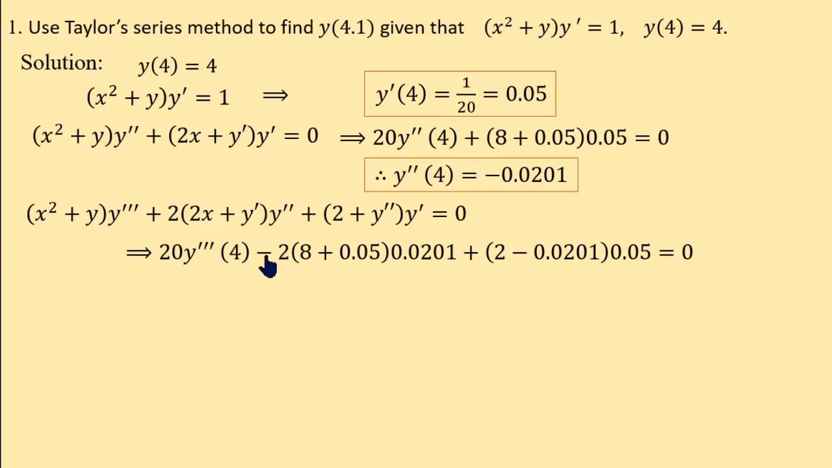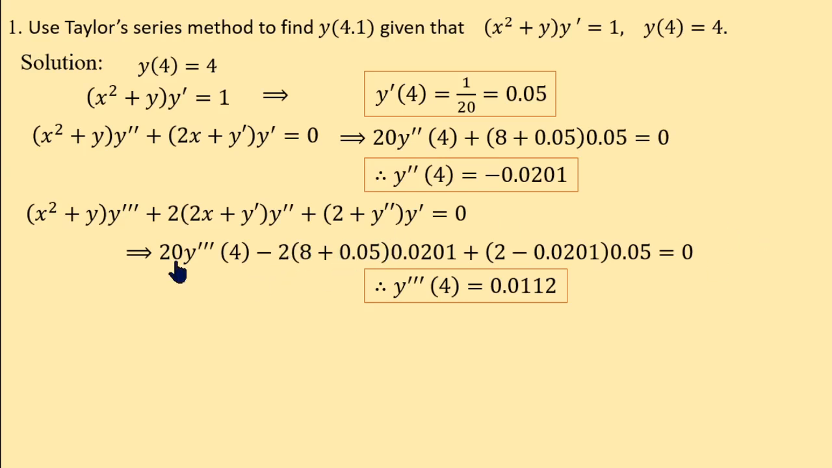Now carefully substitute all these in calculator. When you take it and get the answer, if you take this to right side, if it is minus it becomes plus, if it is plus it becomes minus. Therefore change the sign and divide it by 20. So you'll get y triple dash at 4. And hence y triple dash at 4 becomes 0.0112.